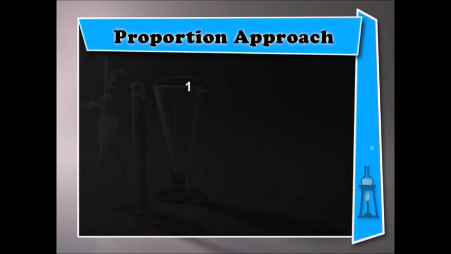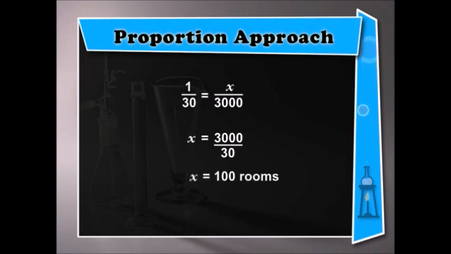If you were going to apply this method to the students in rooms problem, you'd probably say something like, one room is to 30 students as x rooms is to 3,000 students. You would then cross multiply and get 30x equals 3,000. You'd rearrange it to get x equals 3,000 divided by 30. And of course, you'd generate the correct answer, 100 rooms.